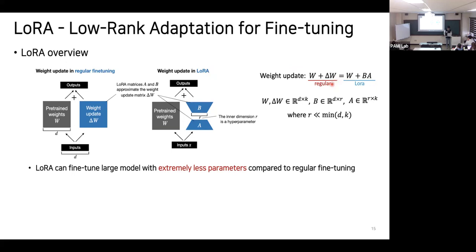They replaced this weight updating using matrix factorization with a much smaller number of parameters in the weight matrices. As we can see here, when we set the R to be smaller than D or K, we can fine-tune the large model with extremely fewer parameters compared to the regular fine-tuning that updates all the weights using this huge matrix.